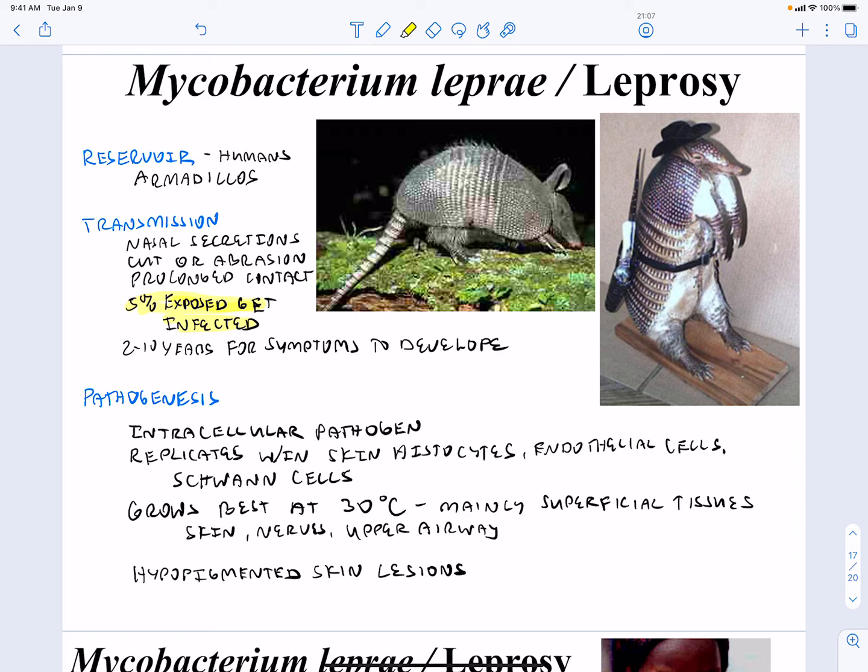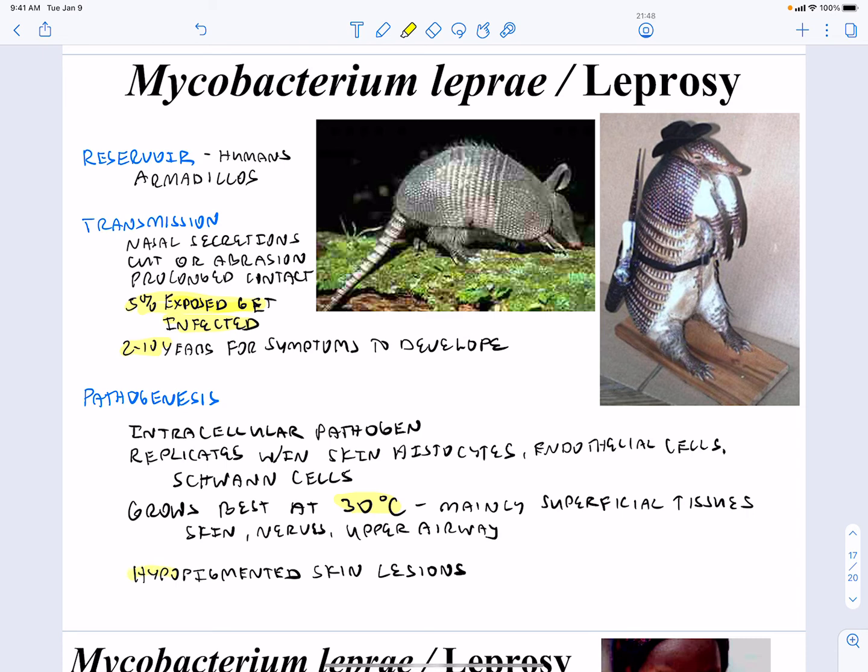It usually is very long, insidious, so we have 2 to 10 years for the symptoms to actually develop. So you might not even know when you got exposed to the leprae bacterium. Pathogenesis is similar to Mycobacterium. It's an intracellular pathogen. In this case, it grows best at 30 degrees C, so it's not going to grow well in your lungs like tuberculosis or even inside of your body. It likes to replicate in superficial tissues such as your skin and your upper airways, where it's a lower temperature because of exposure to air. It's going to replicate in skin histiocytes, endothelial cells, and nerve Schwann cells.